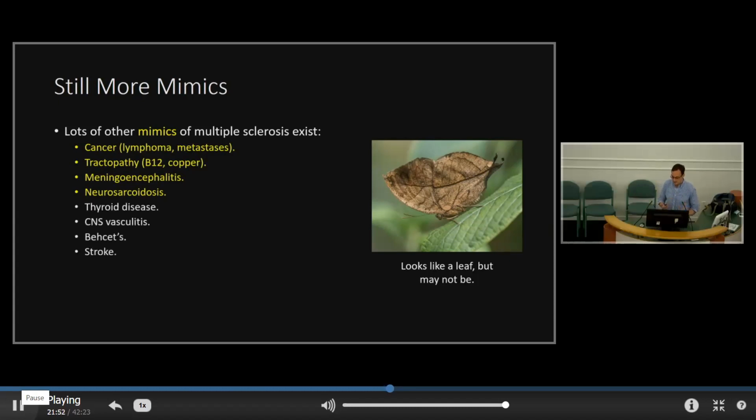Less common mimics that we still look for would include thyroid disease, CNS vasculitis, Behçet's, which I have not yet seen, and I guess I put stroke in there. Stroke is very common, but to mix up stroke with MS, it can happen, but I really hope that nobody here does that because they are very different in how they present.